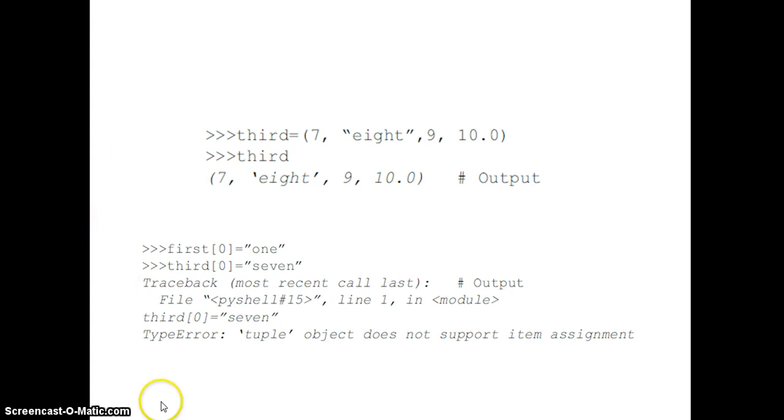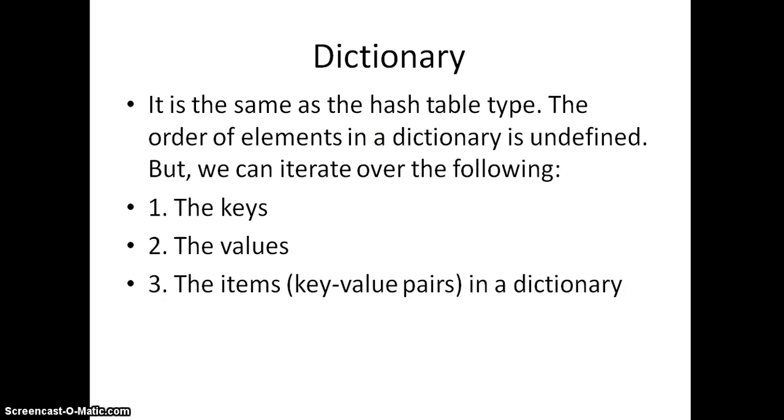Here we have given parentheses, third equal to 7, 8, 9, 10, and third is being displayed. Now I am trying to change first of 0 equal to 1, third of 0 equal to 7. With the list the items can be changed, but tuples are immutable, so they cannot be changed. So it shows an error.